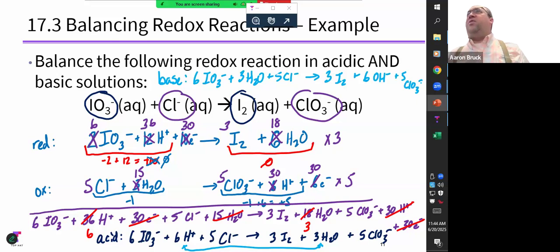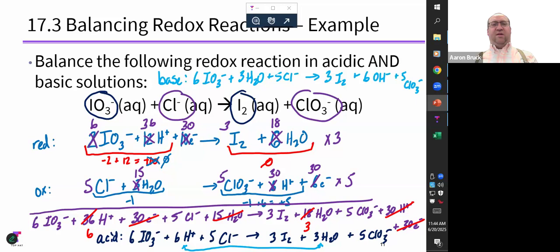And again, you can check it with the charges. -6 from iodate plus -5 from chlorides, -11. So -11 on the reactant side, -6 from hydroxide, -5 from chlorate. So 6 and 5 is -11 as well. So I've got equal balance on both sides that way.